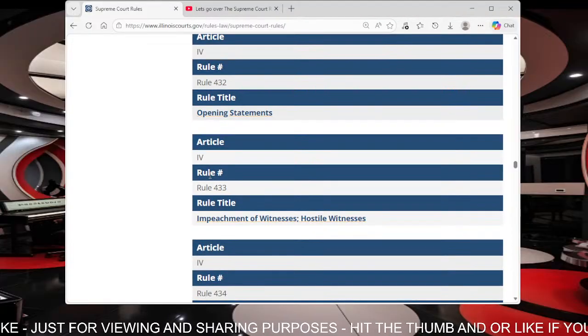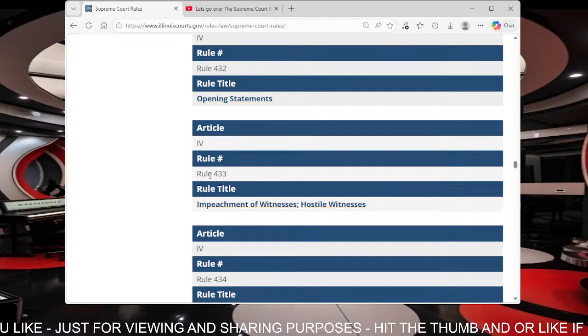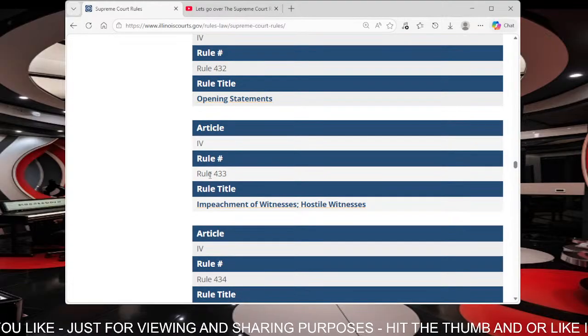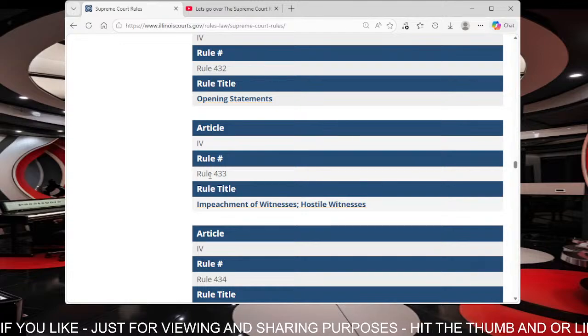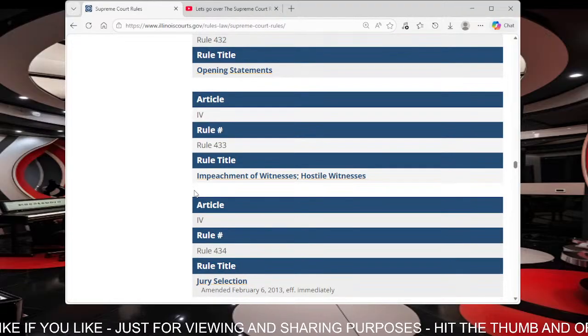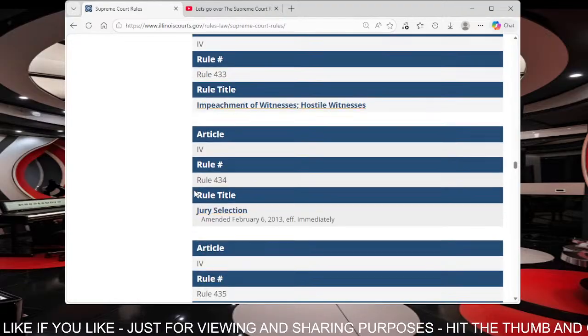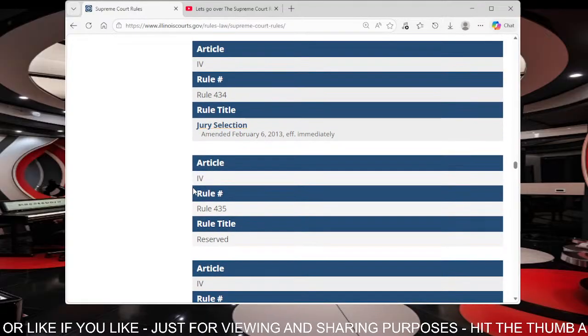432, opening statements. Yeah, there's a rule for opening statements. That's pretty cool. So we're gonna go ahead and write that down. 432. 433, impeachment of witness, hostile witness. 434 is at jury selection.